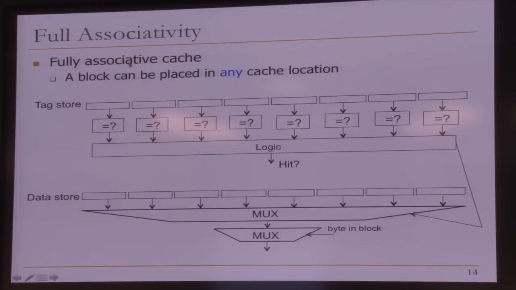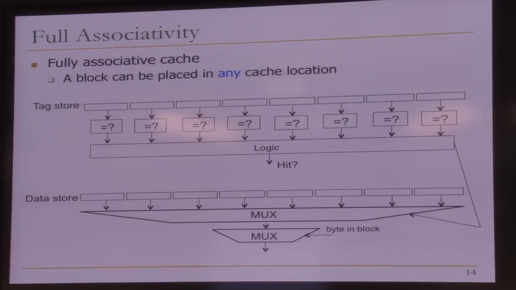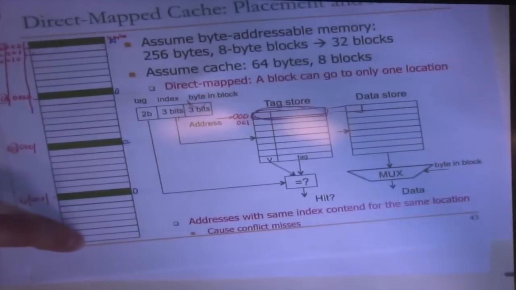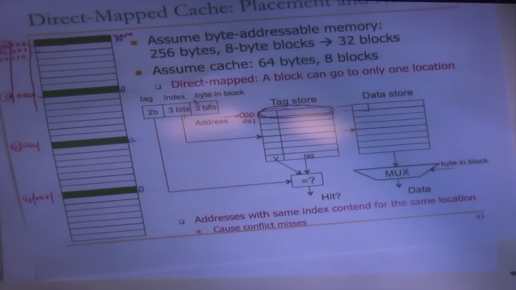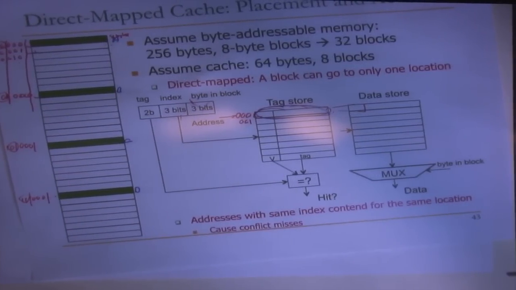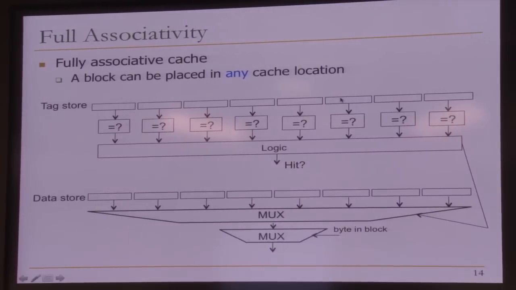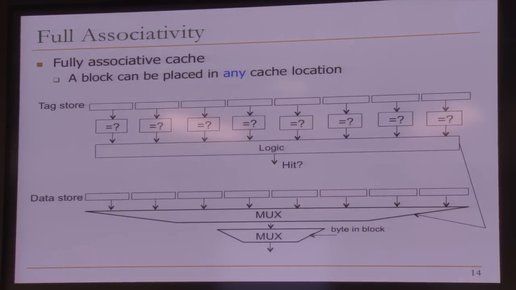Basically, the key is you have very flexible mapping. Any memory block can be placed in any location. If you look at this thing that I showed you earlier, there is no inflexibility in mapping anymore. Every block can go to any location over here in the cache, because you're really doing a full comparison of the entire cache address, I should say. And I'll define the cache address.